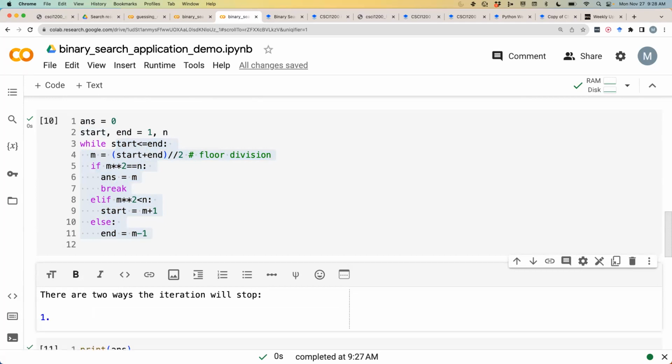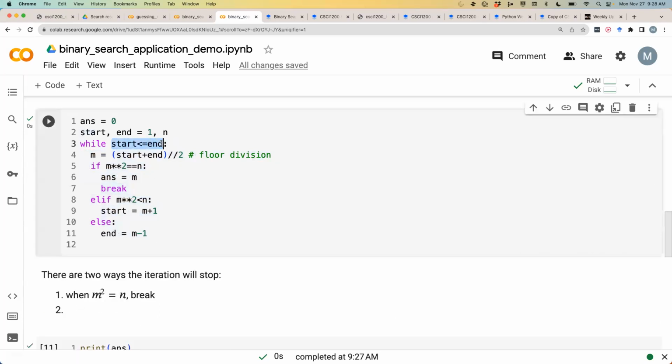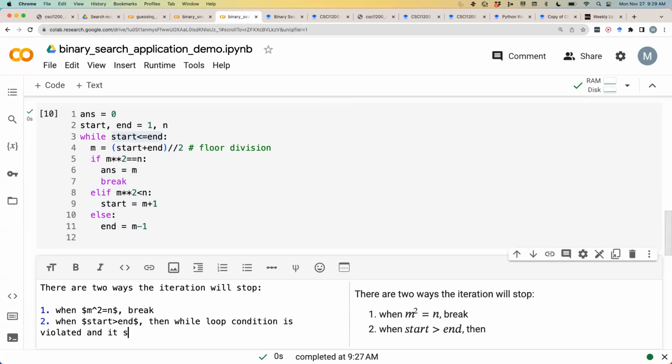One is when m squared is equal to n. When m squared is equal to n, we hit the break, which means the iteration will stop, which is in here. Another way for the iteration to stop is when this condition is violated, when start is actually more than end, then the while loop condition is violated and it stops.